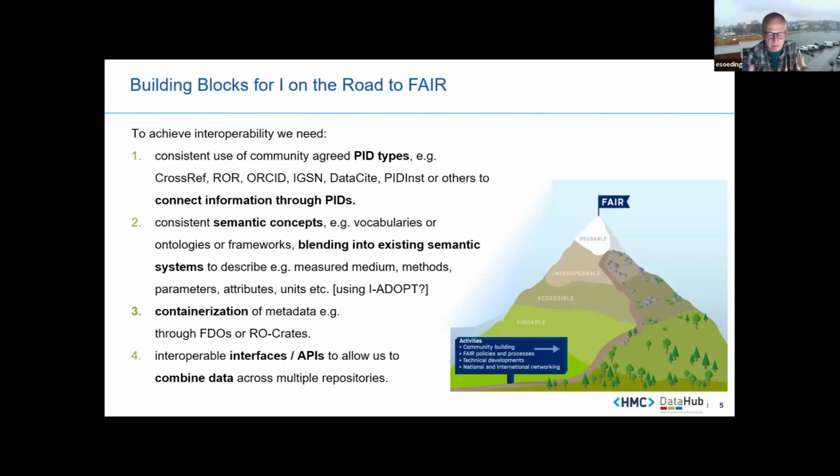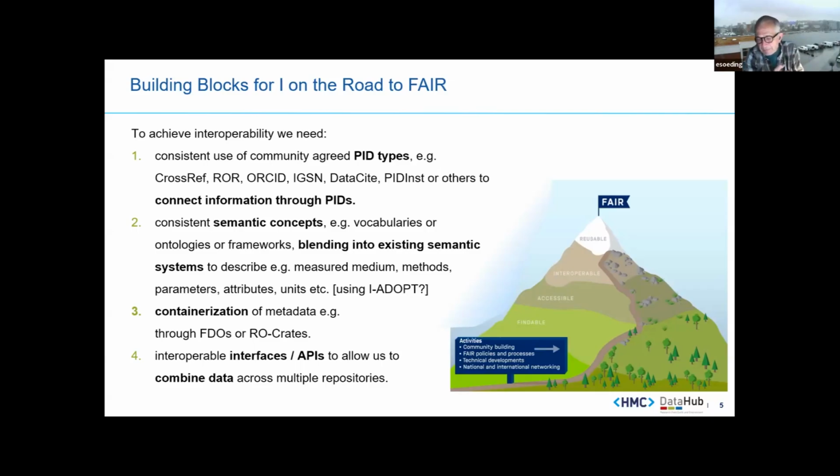If we have persons or organizations, we refer to the same metadata through PIDs. The second point is semantic concepts that we need to implement to describe measurements, methods, the mediums that were measured, attributes, units, with the relevant frameworks, for example, I-ADOPT.